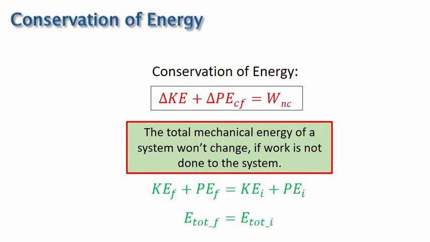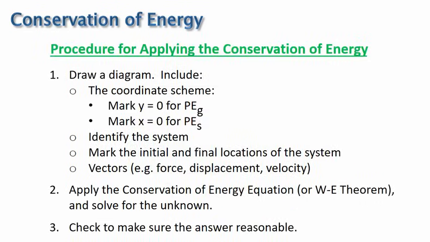As we've done with our previous major principles, we'll start with a procedure. This is essentially the same equation that we used with the work energy theorem because the conservation of energy equation is just an expansion of the work energy equation. The only thing I've done differently in this procedure is to add coordinate schemes here for the potential energy terms. We've only discussed the gravitational potential energy so far. We'll discuss the spring or elastic potential energy in the next video.